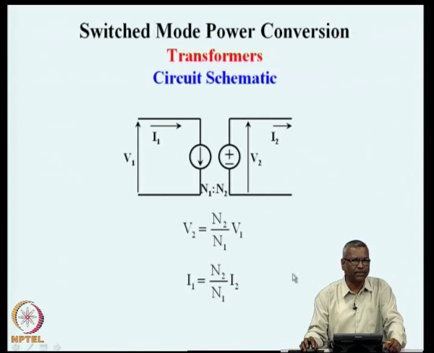These relationships are through the turns ratio transformation, and the primary and secondary can be shown as a dependent voltage source on this side and a dependent current source on this side, and this dependency is the same as the ratio of the number of turns, ratio of the secondary turns to the primary turns. V2 is N2 by N1 times V1, and I1 is N2 by N1 times I2.